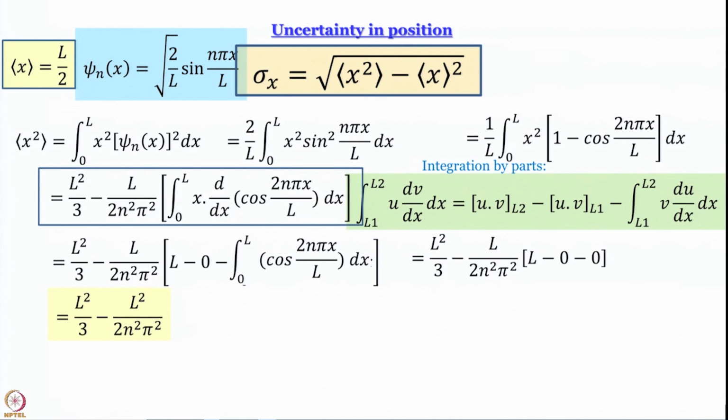So, let us stop here. In the next module we are going to start from here and then we will get the final expression. After that we will work out the expression for the uncertainty in momentum and we will convince ourselves that their product is indeed greater than h cross by 2.